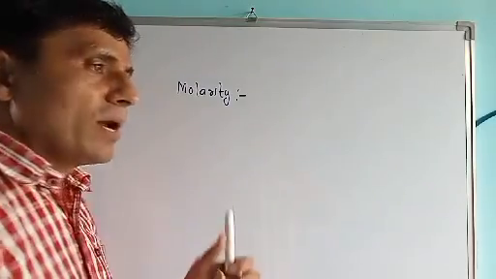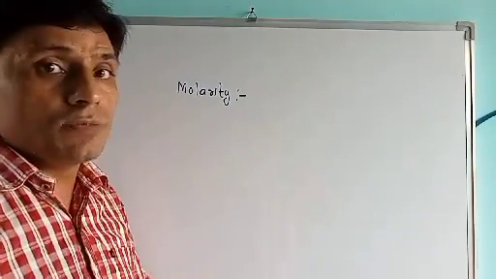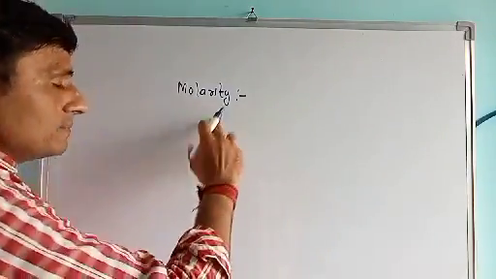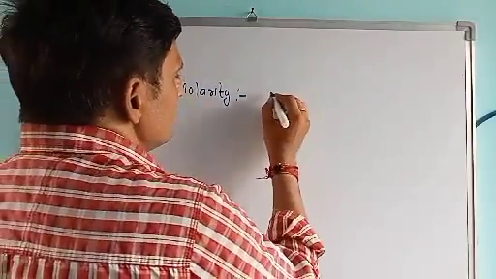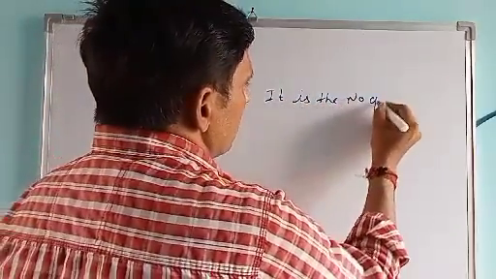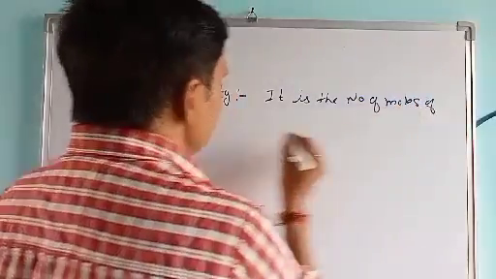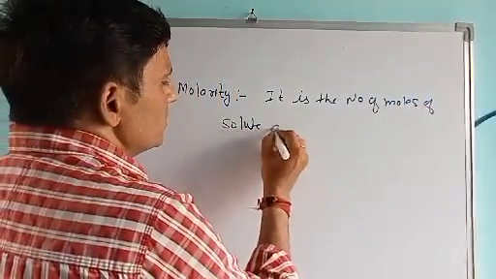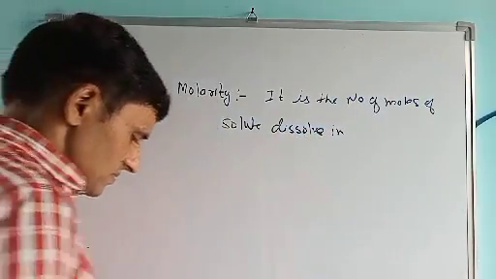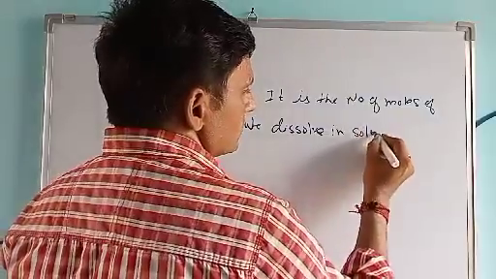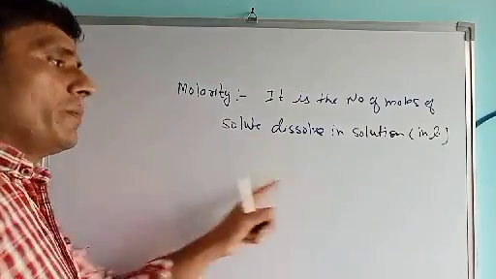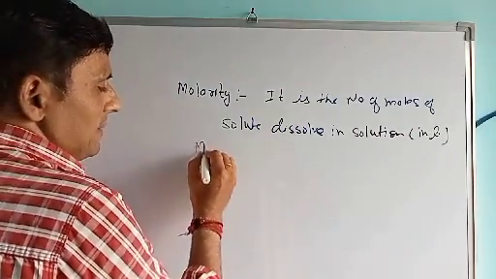Students, molarity means the number of moles of solute dissolved in a solution. How many moles of solute are dissolved in the solution is known as molarity. So it is the number of moles of solute dissolved in solution (in brackets, in liters), which means the solution volume should be in liters. It is represented by capital M.